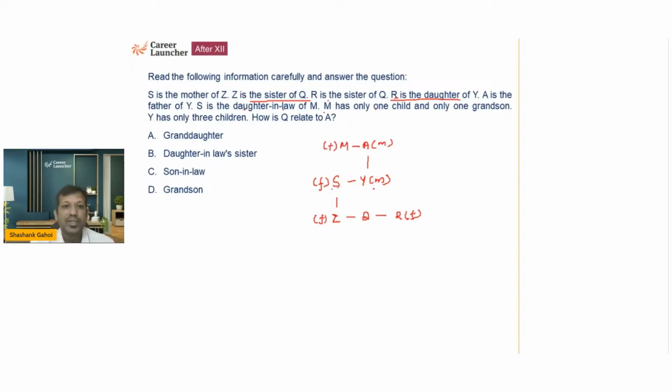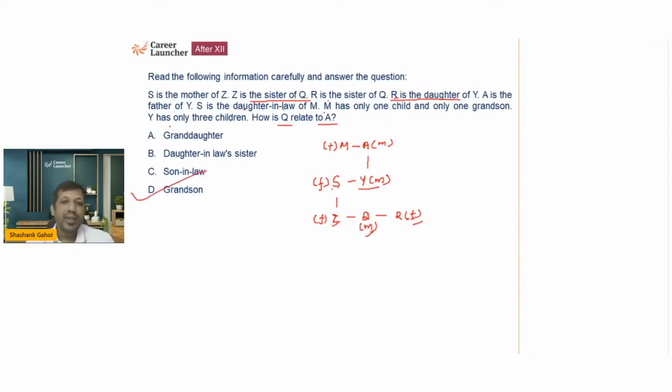M has only one child. That should be Y. And only one grandson. That should be Q, because this is granddaughter. This is also granddaughter. So which is going to be grandson? That is going to be Q. Y has only three children. 1, 2, 3. Okay. How is Q related to A? So Q is going to be grandson and that's going to be our answer. That is going to be option D.